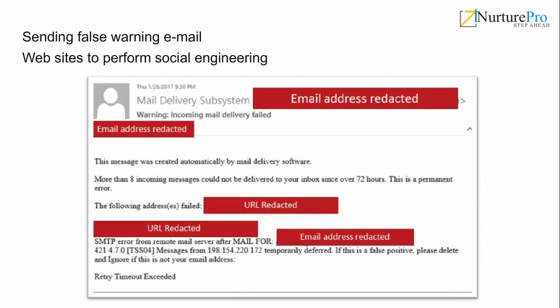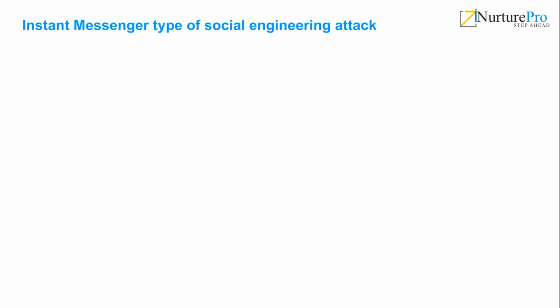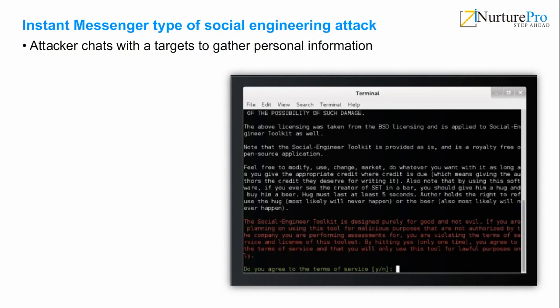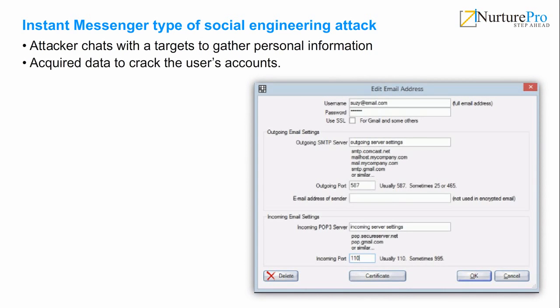Attackers can also use websites to perform social engineering. This involves a ruse to get an unwitting user to disclose potentially sensitive data, such as a password used at work. In the instant messenger type of social engineering attack, an attacker chats with a targeted online user to gather personal information, such as birth dates and maiden names. The attacker then uses the acquired data to crack the user's accounts.